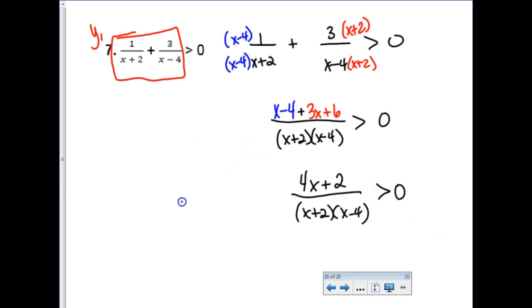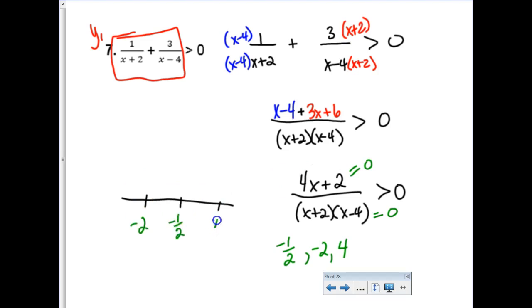Okay. So as far as critical points go, you have 3 of them. If you were to set your numerator equal to 0, you'd get a critical point at negative 1/2. You subtract 2, divide by 4. If you were to set your denominators equal to 0, you would get critical points at negative 2 and at positive 4. So just make sure they go in number line order in this next step. Negative 2 would come first, and then negative 1/2, and then 4.